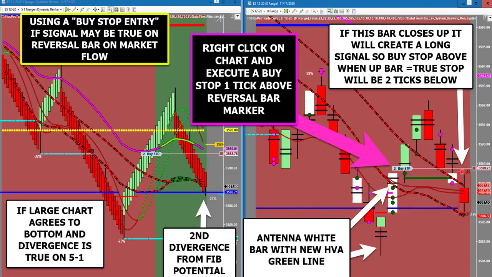Maybe the next bar up will be a buy signal. So if it actually happens, we'll end up with a second divergence from a fib, which is one of our termination conditions anyway, right? So the idea is that we're anticipating this area to hold, and if we get a signal, we're going to go long, but we're going to give up a few ticks just in case it doesn't.